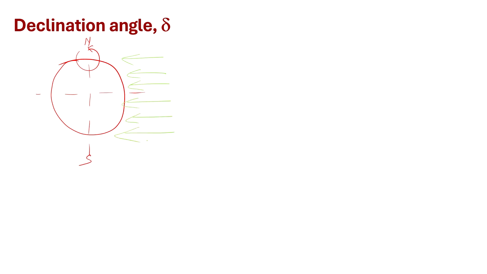So, basically you can say that when delta is equal to 0, if this is your earth, this is your equator, and it is rotating something like this, this is north, this is south, and if solar radiation is coming like this, then this is your east, west. In this case, what will be delta? Delta will be equal to 0 degrees.